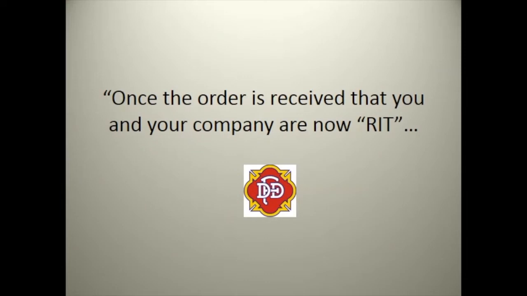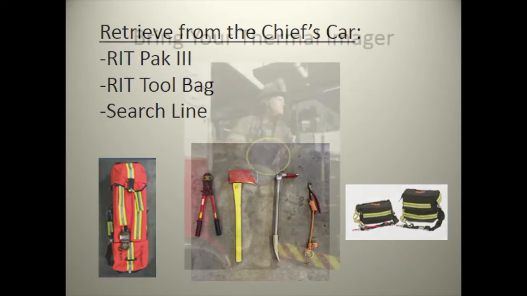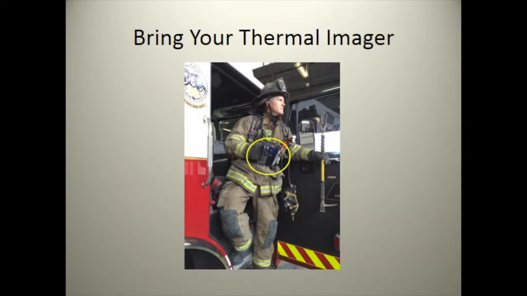Once the order is received that you and your company are now RIT, designate someone to go to the chief's car and retrieve the RIT Pack 3, the RIT tool bag with the equipment, and the search line. Don't forget, you should also have your thermal imager from your apparatus with you.